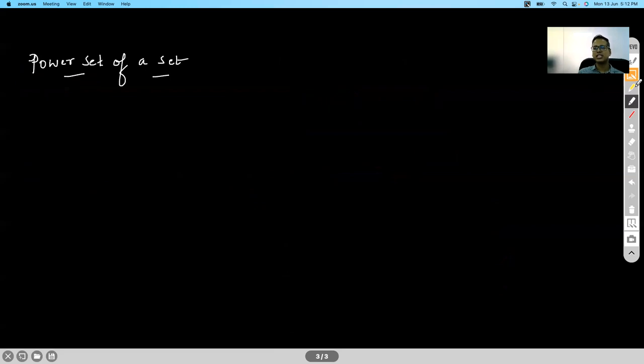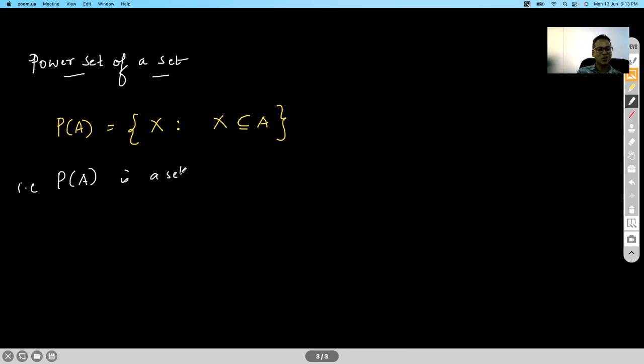So what is power set of a set? First of all, the representation that we use for power set of any set A is P, and within the argument, we put the set name, whosever power set we are forming. So what is this, as the name itself says? It's a set which contains such elements which are subsets of A. So basically, it's a set of subsets. Exactly. So in short, P(A) is a set of subsets of A.